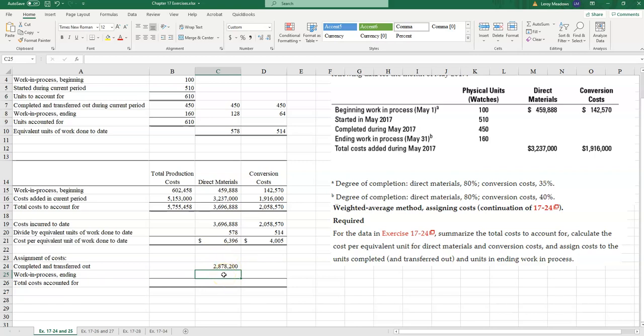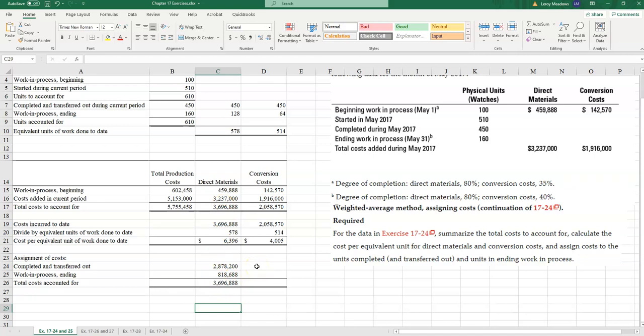So how much materials do I have in ending work in process inventory? Well, I'm going to do the same thing. I'm going to take my cost per equivalent unit, but this time I'm going to multiply it by the equivalent units in ending work in process inventory of 128. And that gives me a value of $818,688. And then I'm going to add those together to make sure that my costs accounted for direct materials and my costs to account for are the same. And in this case, they are.